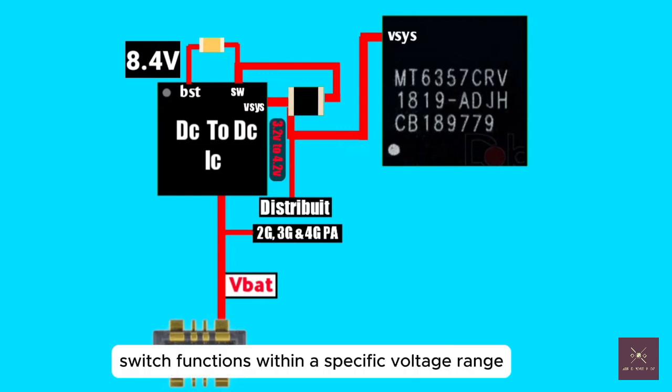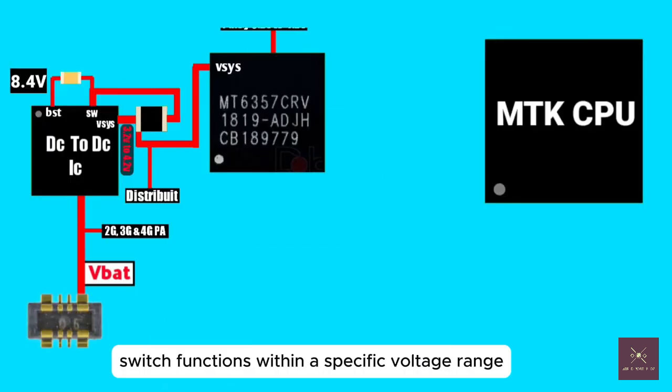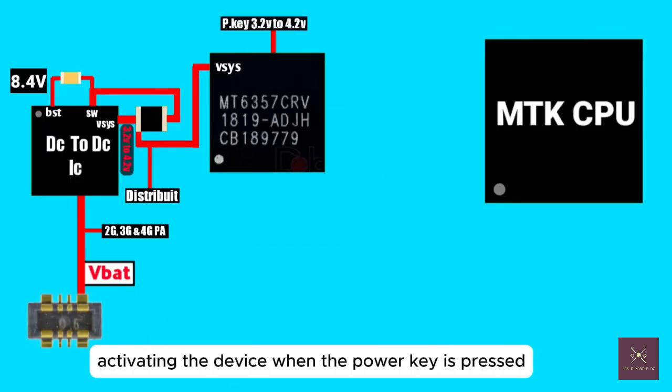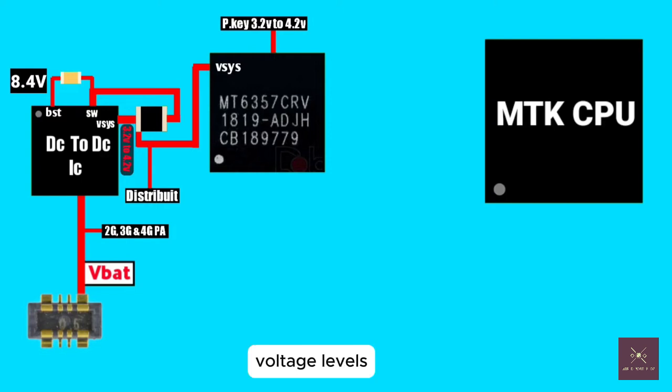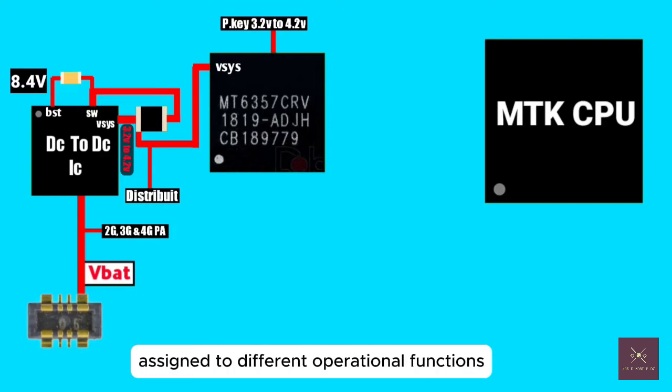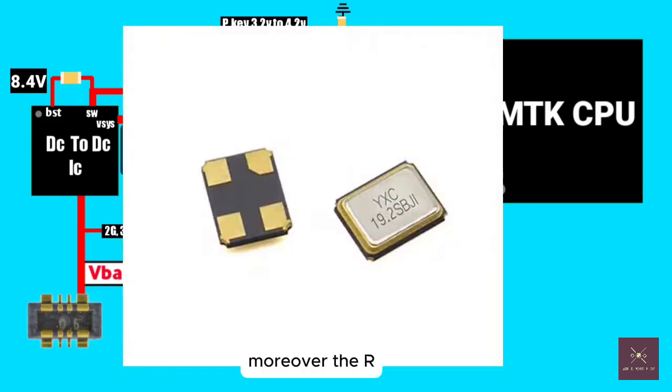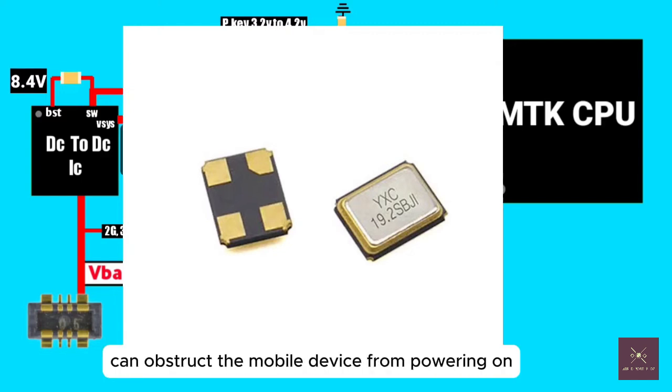The mobile power switch functions within a specific voltage range, activating the device when the power key is pressed. This activation process is characterized by distinct voltage levels assigned to different operational functions. Moreover, the crystal frequency is indispensable for the proper operation of the CPU and connectivity features such as Wi-Fi and Bluetooth. Any discrepancy in frequency can obstruct the mobile device from powering on.